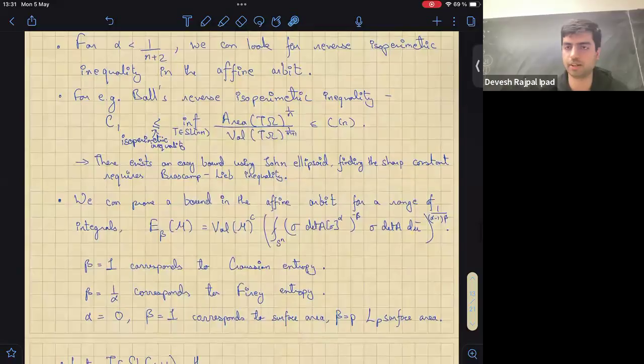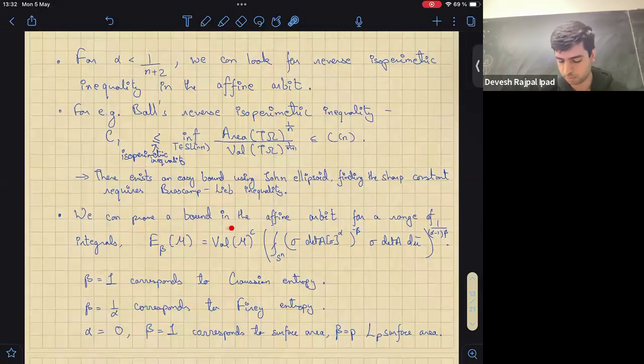So we can do something similar for our entropies. For alpha less than 1 over n plus 2, we're switching exponents in our entropies, and since we can't find lower bounds in the classical sense, we can look for lower bounds in the affine orbits. And this can be done for a rather large general class of integrals, which need not be monotonic. So here's how we'll do it. We can prove a bound in the affine orbit for a range of integrals.